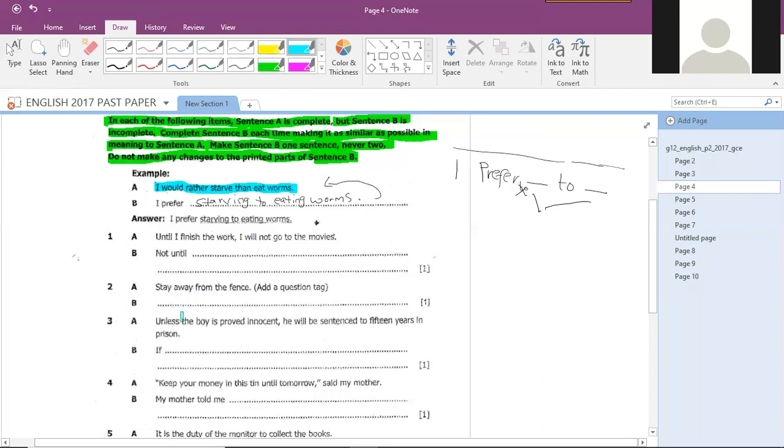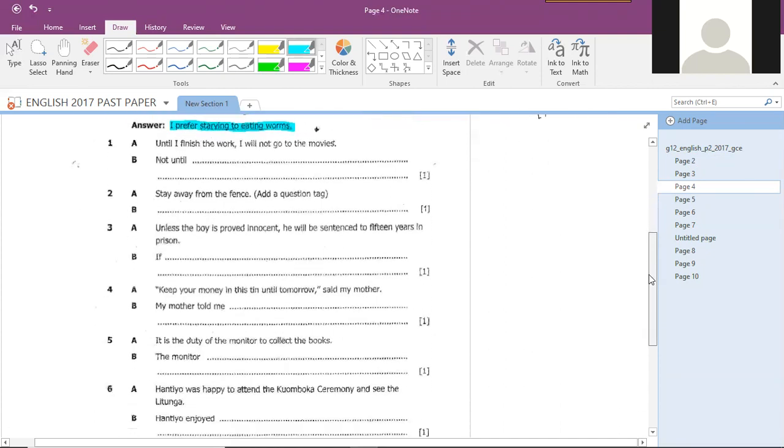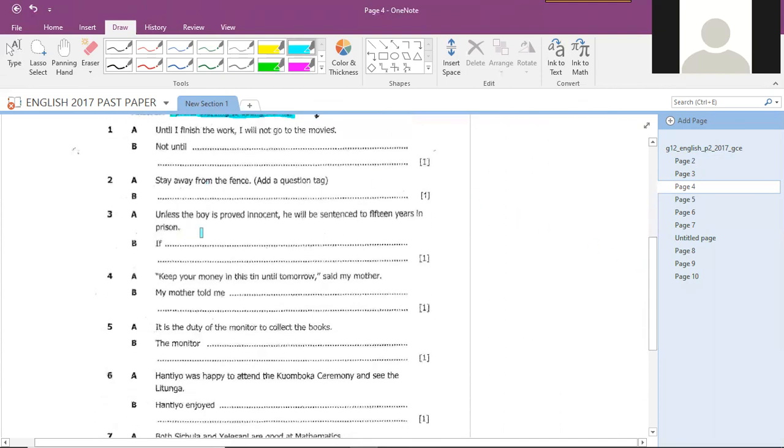Okay, here we're adding a question tag. So I'm going to skip question 2, then you're going to help me with question 3. So question 2 says, oh, sorry, did I just answer the example? Why didn't you tell me that I answered the example? I didn't notice. Here's the answer to the example: I prefer starving to eating worms. So we're not supposed to answer this one. Let me answer question 1. Then you're going to help me with question 3.